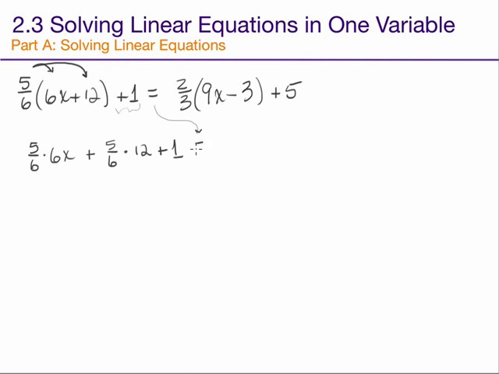This equals, now on the right-hand side, the same thing. To get rid of the parentheses, I need to use distribution. 2/3 times 9x minus, this time, 2/3 times 3, and then plus 5.